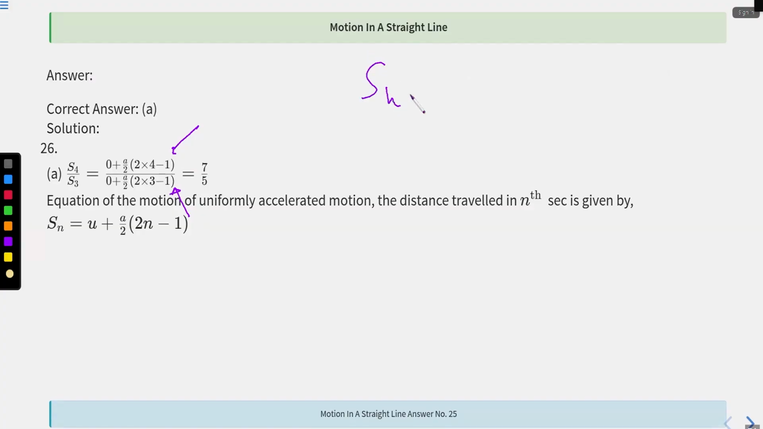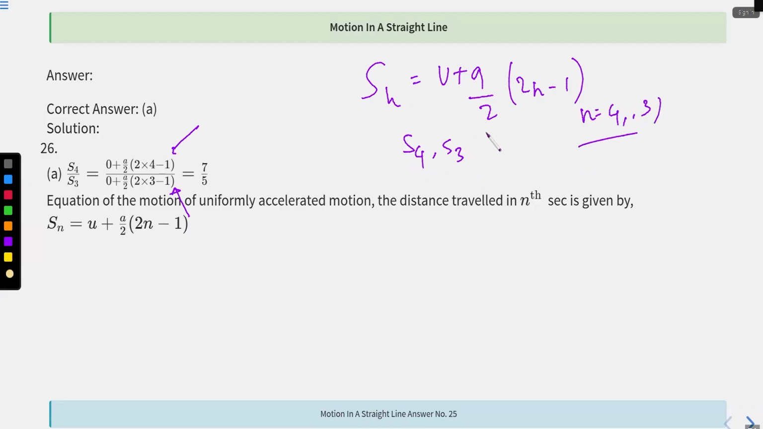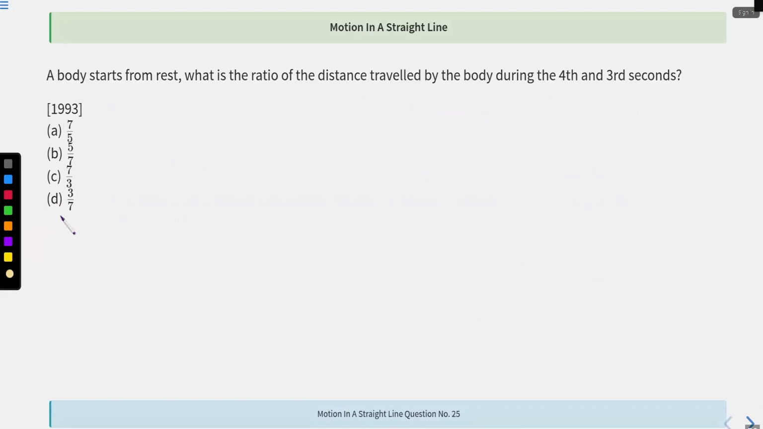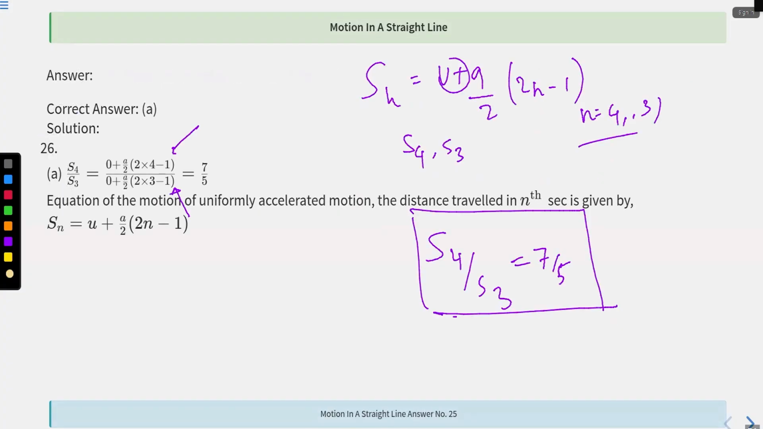Correct. The equation of motion is Sn is equal to u plus a by 2 into 2n minus 1. Let's say if it is the 4th second, it will be S4. 3rd second, it will be S3. So n is equal to 4 and 3. We have acceleration also. We have initial velocity. We just need to divide to get the ratio. So the ratio of S4 by S3 is nothing but 7 by 5. 7 by 5. Where's 7 by 5? Option A. Simple.